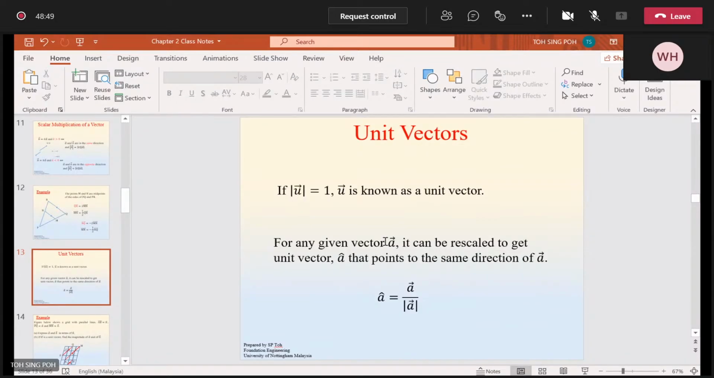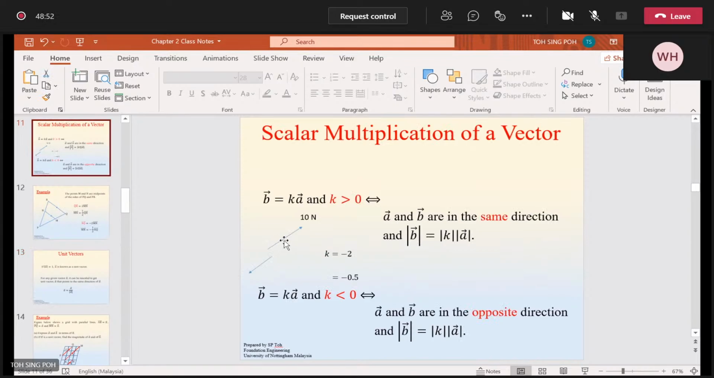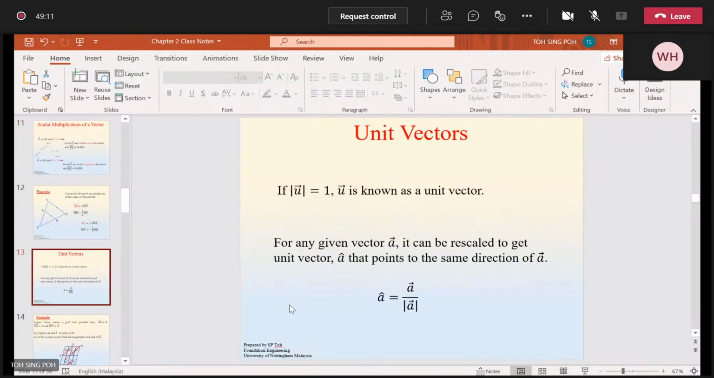Any given vector A, you can rescale it. Correct? Just like this example, if you want, you can multiply with numbers to change the length. You want to stretch it, you multiply with k with positive value. You want to compress it, then you can multiply with a number less than 1. Correct? This is the meaning of rescaling. So these vectors actually we can rescale, depends on your purpose or your objective in solving the problem. That means depends on the context. So you can rescale the A to make the magnitude of it becomes 1.